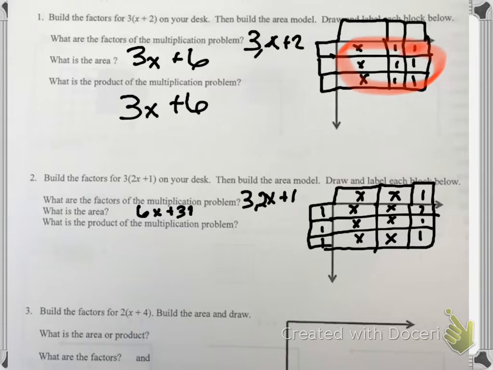Oh, just 3. Okay, the product, 6x plus 3. They're the same.